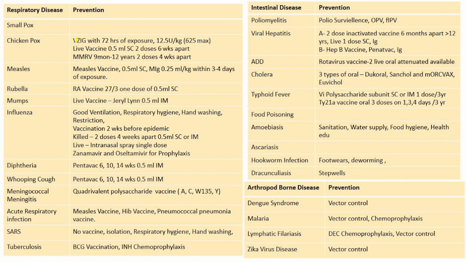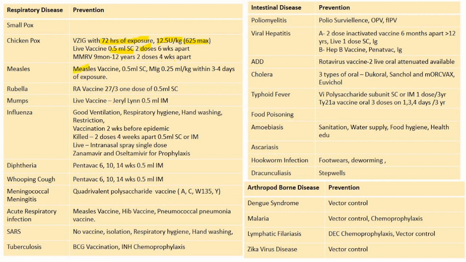Chickenpox, which will be varicella zoster immunoglobulin within the 72 hours of exposure, 12.5 units per kilogram, 625 units maximum. Live vaccine, 0.5 ml subcutaneous, 2 doses which is 6 weeks apart. Along with MMR, varicella is also given as MMRV in 9th month and anywhere between 9 months to 12 years, 2 doses 4 weeks apart.